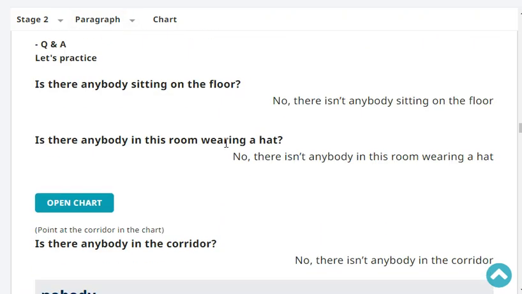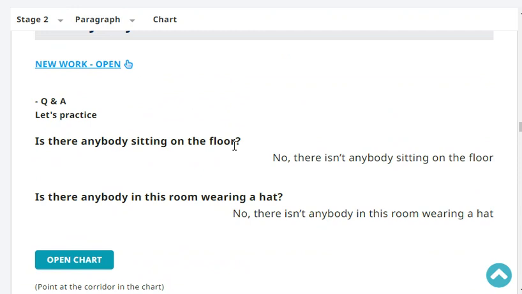Okay, next. Is there anybody sitting on the floor? No, there isn't anybody sitting on the floor. Is there anybody in this room wearing a hat? No, there isn't anybody in that room wearing a hat. Very good.